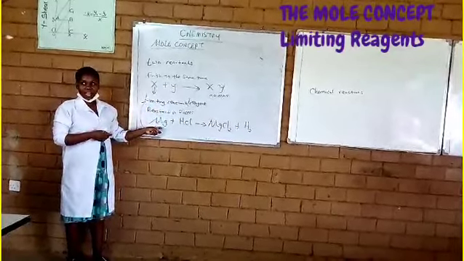So apart from dealing with calculations involving concentration, number of moles and all those, there are times when you'll be asked to calculate the mass of the limiting reagent. Or there will be times when you'll be asked to determine the limiting reagent in a chemical reaction. Okay? How are you going to determine the limiting reagent in a chemical reaction? I have this example.